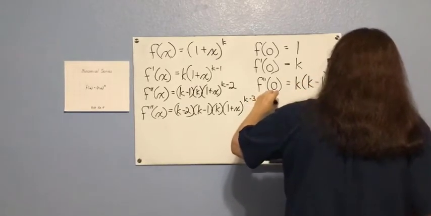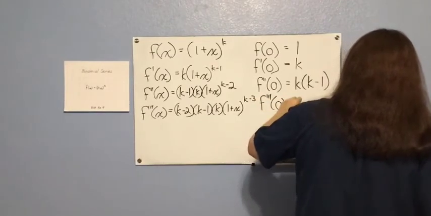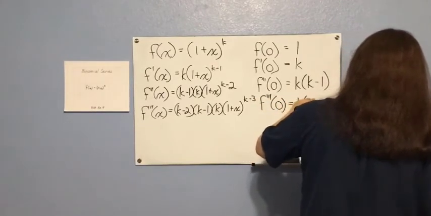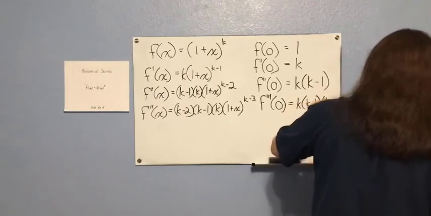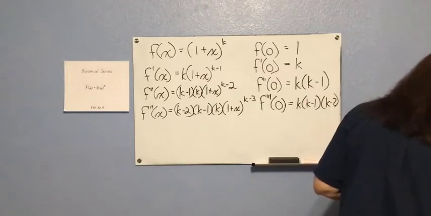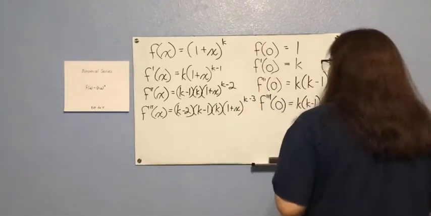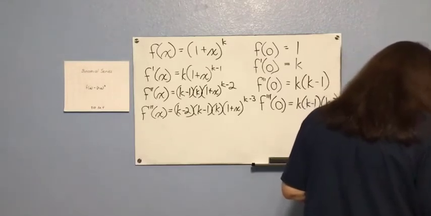And the third derivative is going to be k times k minus 1 times k minus 2. Okay, and we can keep going however many derivatives we need.